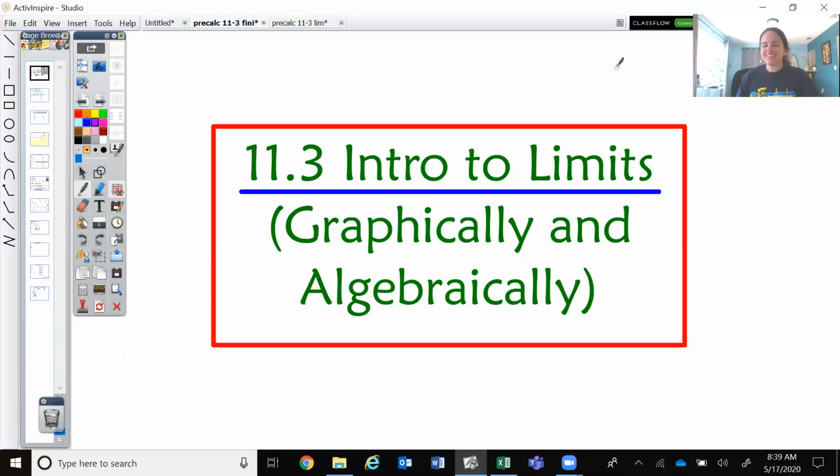Hello and welcome to your last pre-calculus lesson. This lesson is from 11.3, which is limits. We're going to look at limits algebraically and graphically. And this is pre-calculus in the truest sense because this will actually be your first unit in calculus. Well, after review maybe, will be a unit on limits.